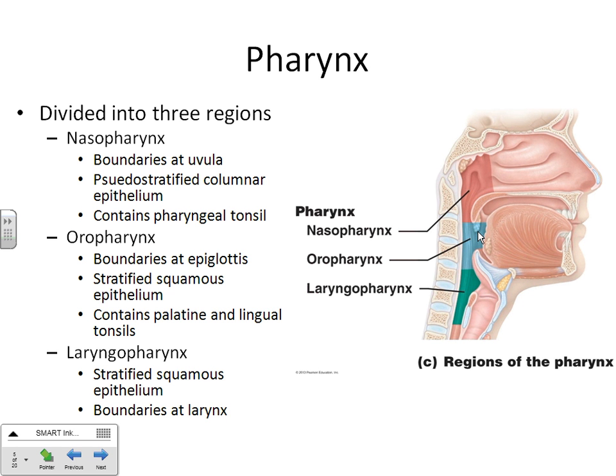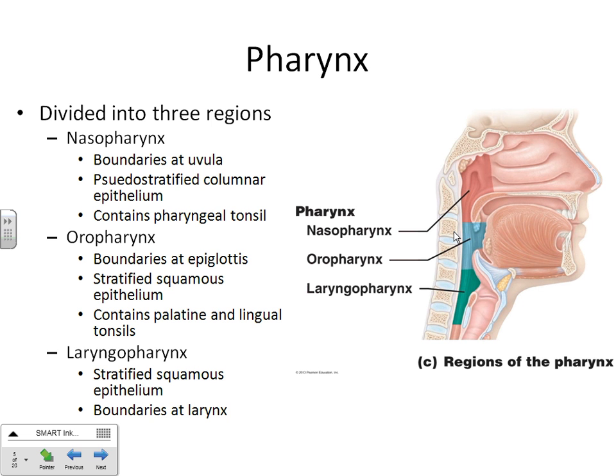Why do you think the surface needs to change right here? What comes through here besides air? Food, right? So it's rubbed a lot more. So you can't have that perfect pseudostratified columnar making lots of mucus right there because you constantly got food and saliva washing it out.